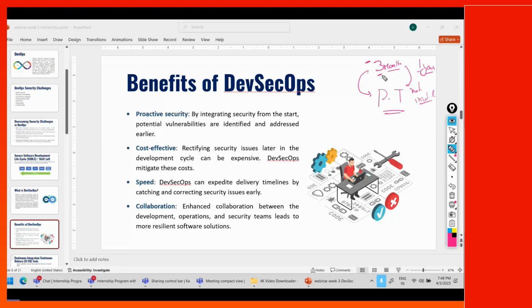That becomes an issue. In DevSecOps, pen testers and security professionals are regularly interacting with the operations team and the development team, making sure that the product is safe.